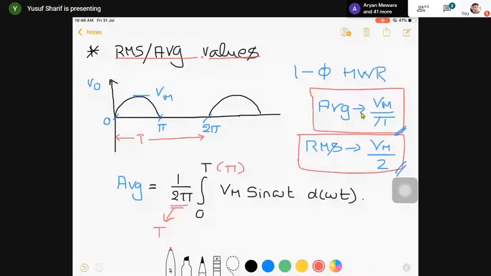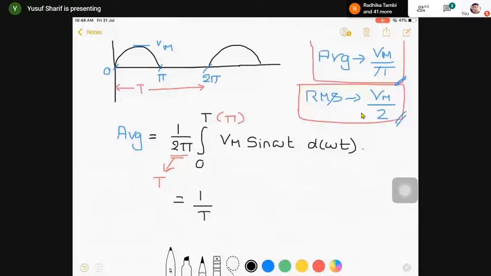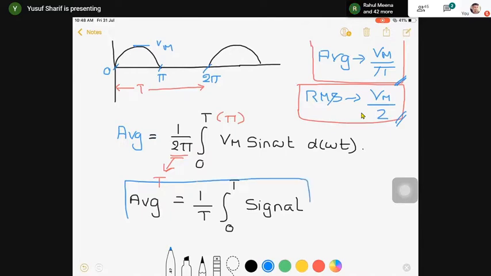And here, what is the actual expression for the average? It is 1 by t, integration from 0 to t, of the signal, whatever you have. Right? This is how you calculate the average value of any function. Right? This is t, and here also it is t. Okay, fine.